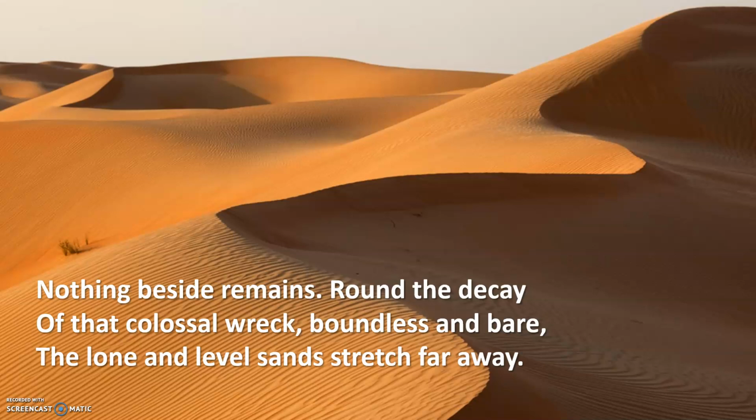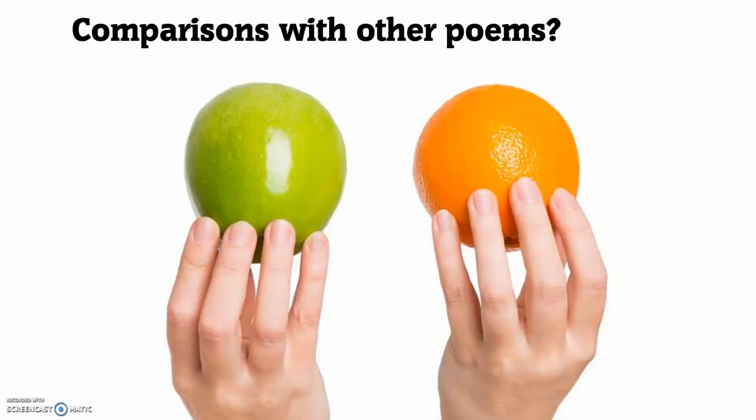The lone and level sands stretch far away, almost trying to make the reference to the fact that the stone statue has been returned or is returning to like dust, and sand is like grains of rock which has been eroded over time. So it's almost like time is reclaiming the statue, and time is more powerful than that ruler ever was. So there's some food for thought.